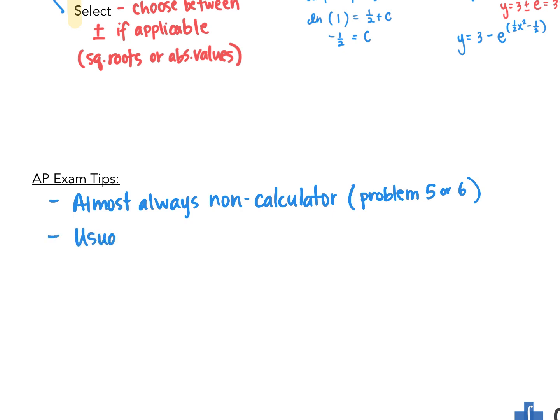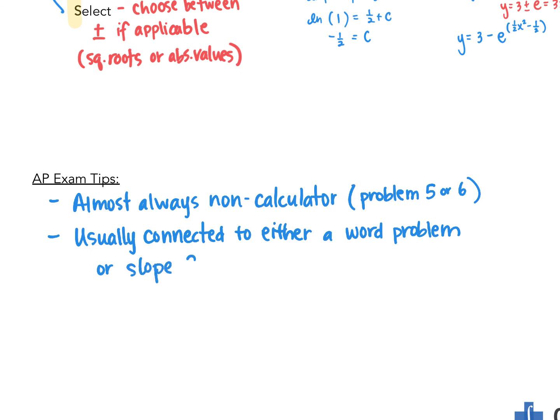They are usually connected to one of 2 things. So they're either connected to either a word problem, so that's in context, or it's connected to a slope field. So either one of those. So the problem would maybe start out with a word problem and then build into separate and integrate to solve that word problem. Or it would start with a slope field and have you work on the slope field a minute and then have you separate and integrate to solve the solution to that slope field.